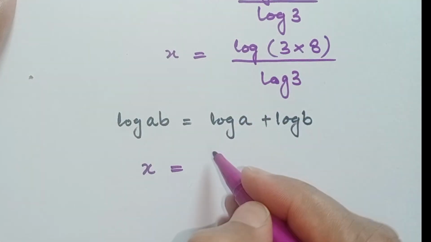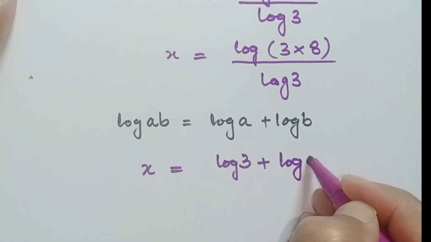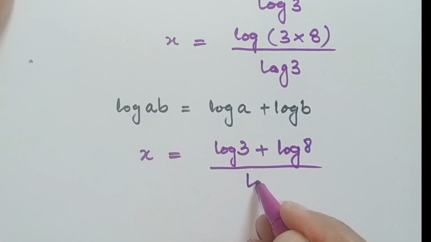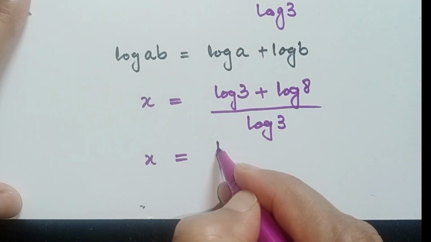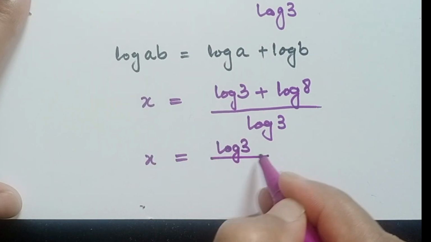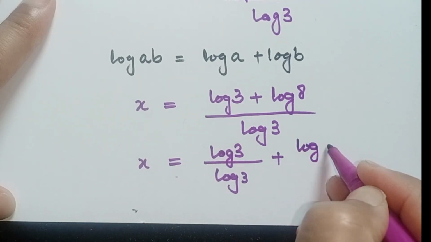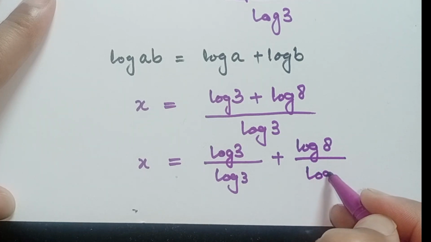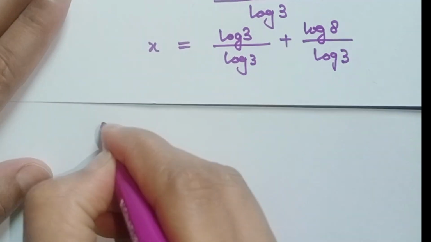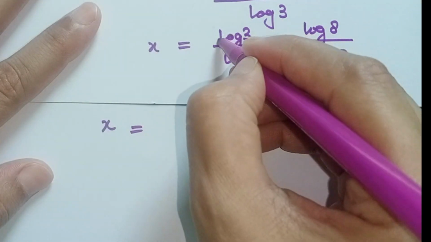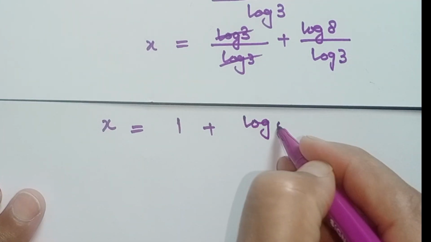So we will use this property in the next step, and the next step will become x is equal to log 3 plus log 8, divided by log 3. So in the next step, x is equal to, we can divide both terms by log 3: log 3 over log 3 plus log 8 over log 3. So in the next step, x is equal to, log 3 will go with the log 3. We will get 1 here plus log 8 over log 3.